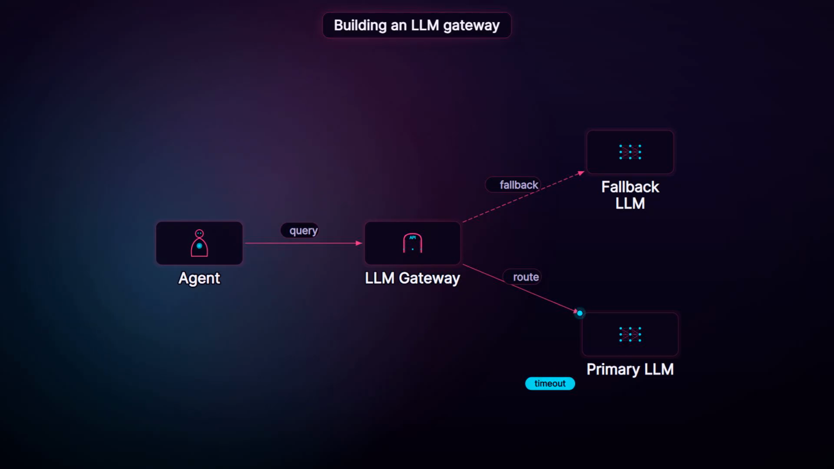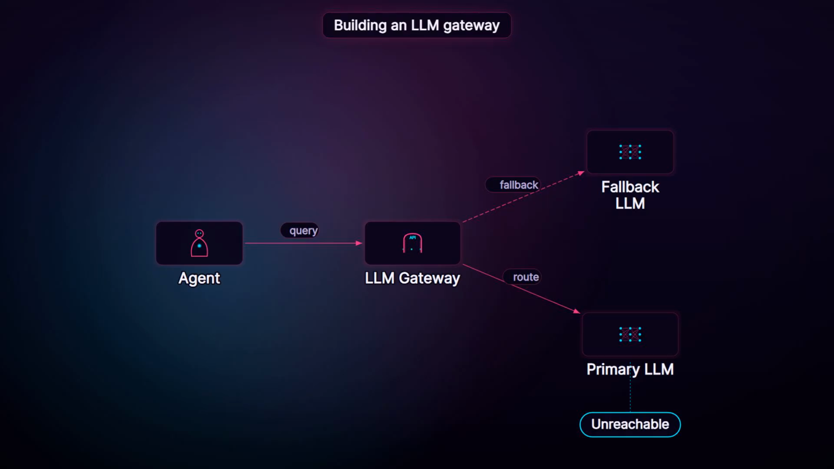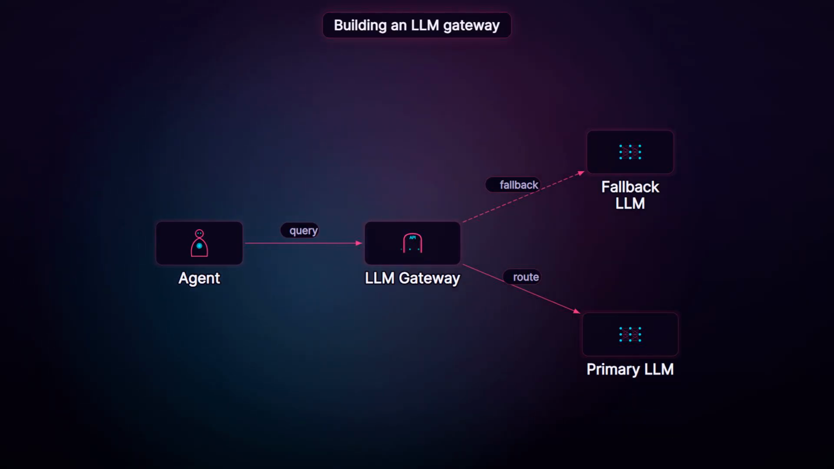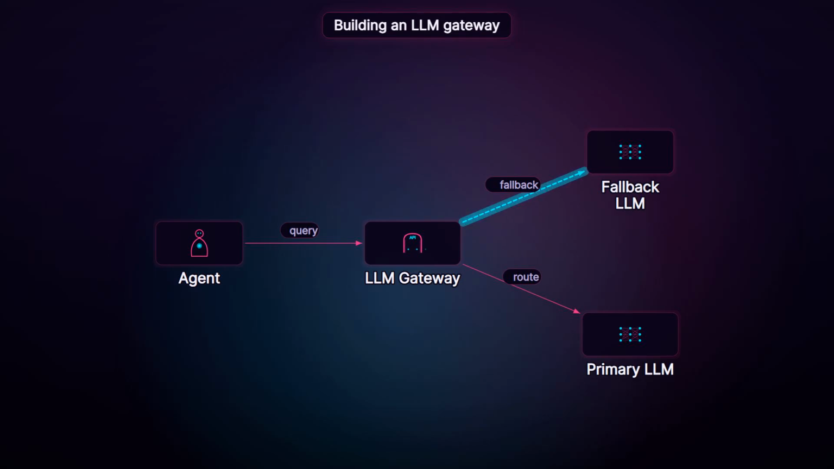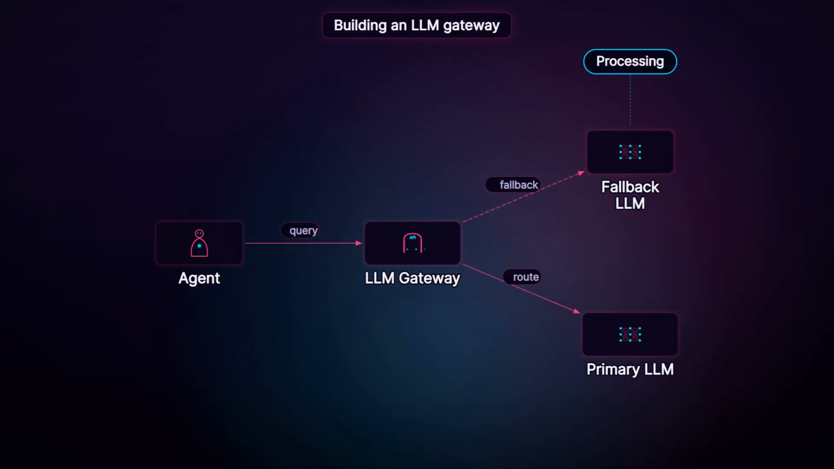The agent sends a query to the gateway. The gateway attempts to route to the primary, but receives a timeout error. The primary is marked as down. The gateway then selects the fallback route. It sends the query along the dashed edge to the fallback model. The fallback model is ready and processes the request.